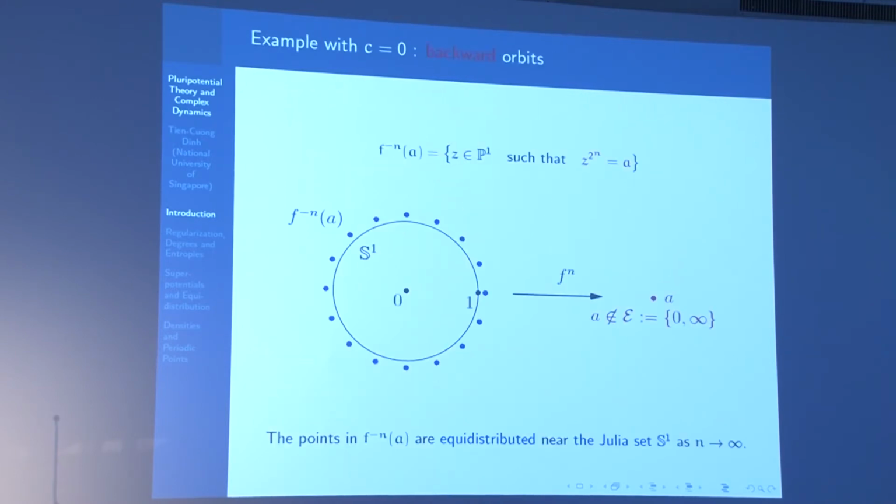Okay, so one more picture. If you consider the pullback of a by f^n, it means the set f^(-n)(a), which is the set of solutions of this equation. You see that except for a equal to 0 or infinity, the solutions are equidistributed near the Julia set, like that. This is an easy exercise.